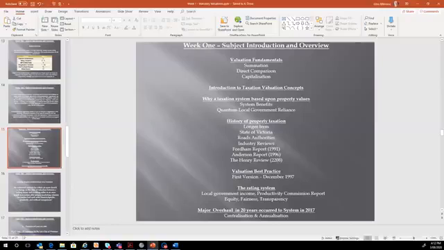We'll be looking at an introduction to taxation and valuation concepts. Why a taxation system based upon property values? What does that look like? There's some reading material there for those that are interested. The history of property taxation, and I suppose the most important one to look at is the most recent, which was the Henry report done in 2008.